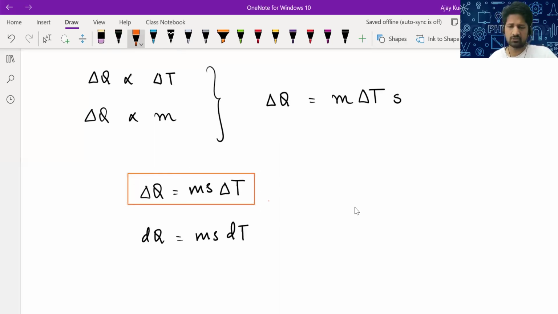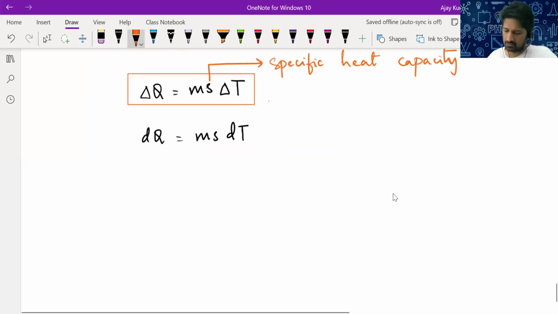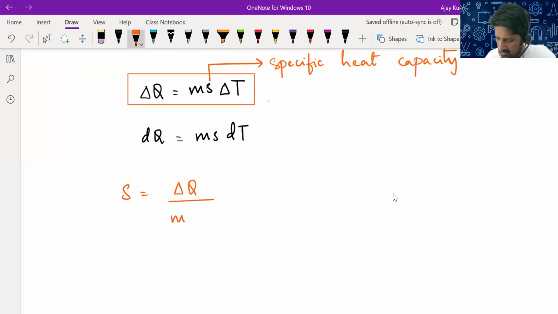Right. Now, you understood that delta Q is the heat that we supply, delta T is the temperature change, M is the mass of the object. S here is called specific heat or specific heat capacity. Sometimes they just call it specific heat. It means the same thing. Okay. So we can write S is equal to delta Q divided by M delta T. So based on this formula, we can define specific heat of a material. S is obviously a factor which depends on the material.